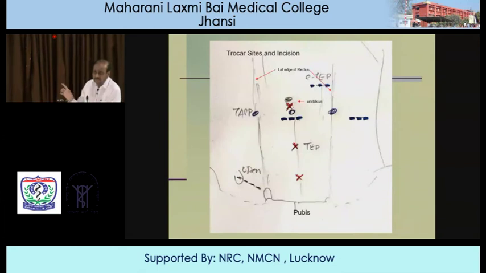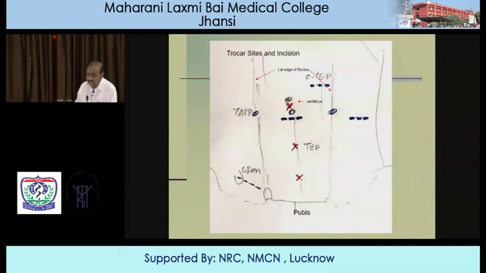The TAPP repair is known as what? Transabdominal preperitoneal. Transabdominal preperitoneal basically means that you have to go through the peritoneum, into the abdominal cavity, and then go into the preperitoneal space. That's why it's known as transabdominal preperitoneal. Right? So both of them are approaching the same space, but through different routes. In one, truly extraperitoneal, in the other, transabdominal.